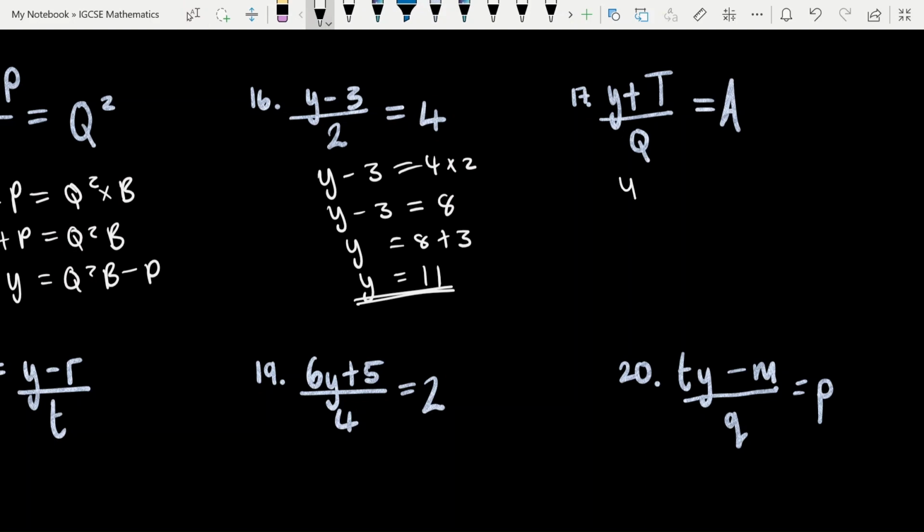We start with the q. So y plus t is equal to aq, or qa, whatever I do. Then t goes to the other side. Y is equal to aq minus t, because t was adding on the left, goes to the right-hand side, is going to subtract.